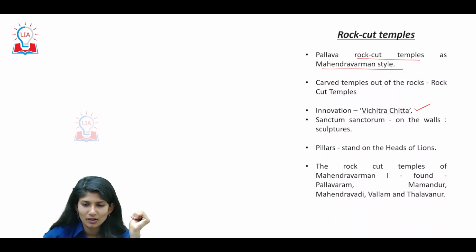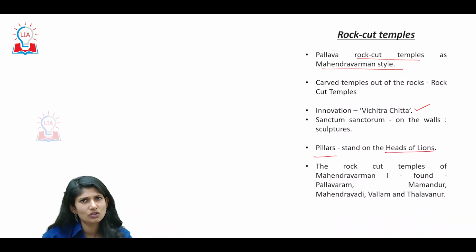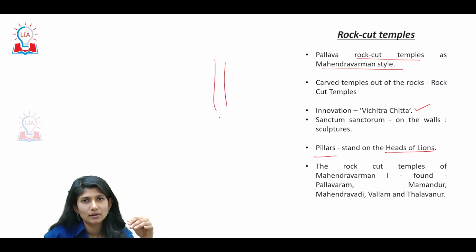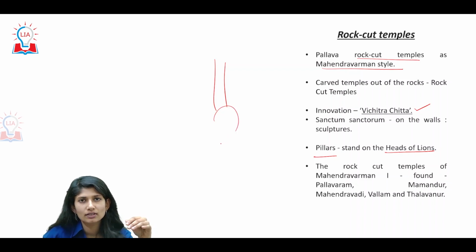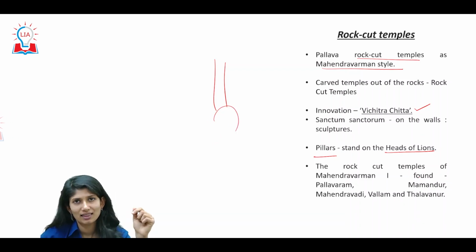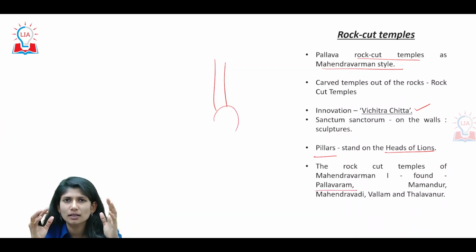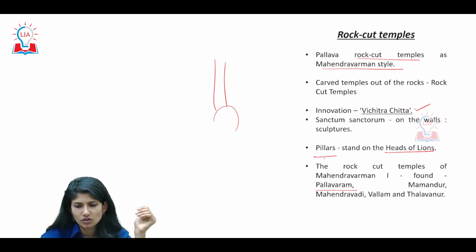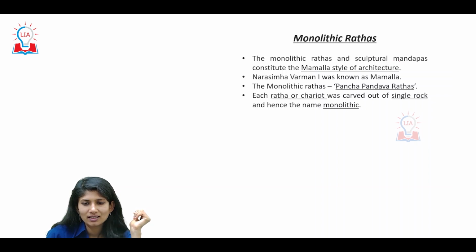Now look at this. The pillars used to stand on the heads of lions. They were not just huge blocks, but they were mounted on the head of a lion. The rock cut temples of Mahendravarman belonging to the Pallava period are found in places such as Pallavaram. Monolithic rathas and structural mandapas constitute the Mamalla style of architecture.